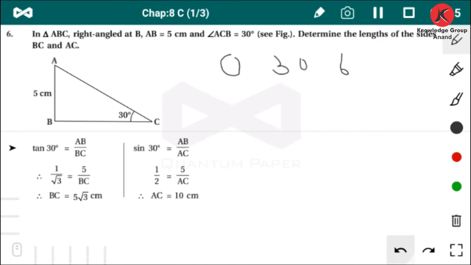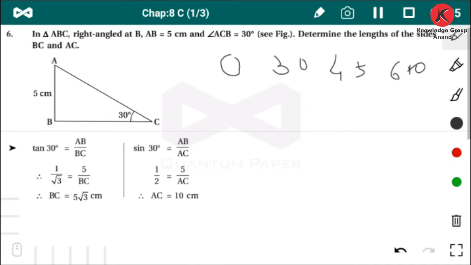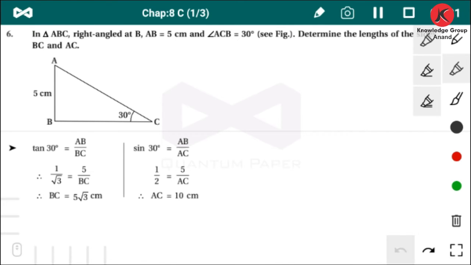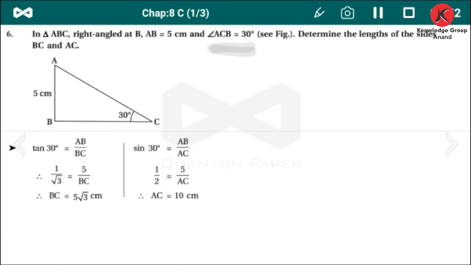Now 30, then 45 degrees, 60 and 90. Here angle B is the right angle. We take angle C, ACB. Here ACB is equal to 30.